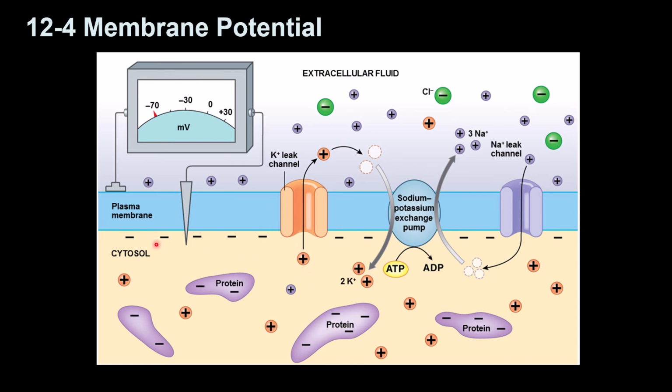Inside the cell, you can see this is negative here, because potassium can leave, but these proteins that are really big, they cannot leave. So the proteins are negatively charged and remain inside the cell, and that's why inside the cell is negatively charged. And outside of the cell, there is a lot of sodium there, and some of the sodium can enter, but they are kicked out again by the sodium potassium pump, and this is why outside of the cell is positively charged.